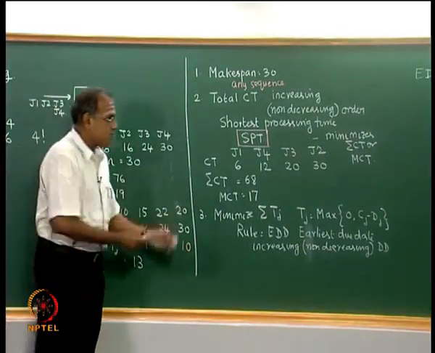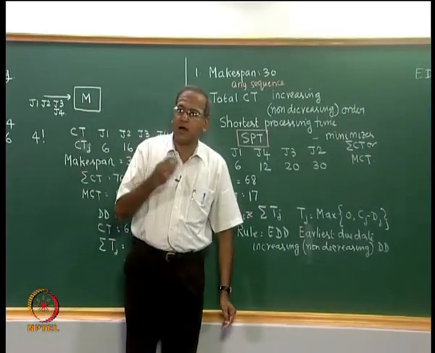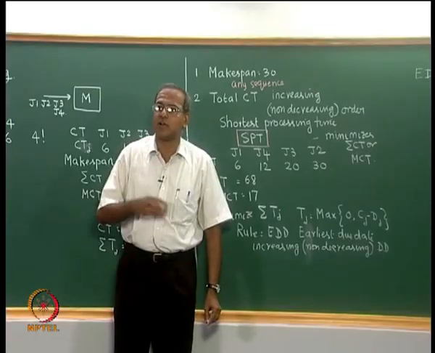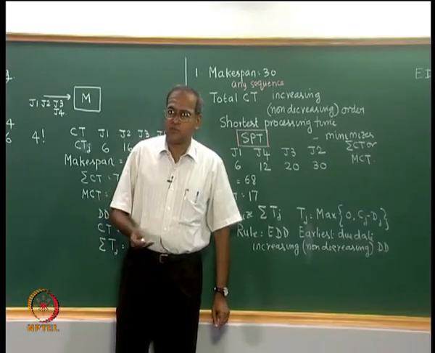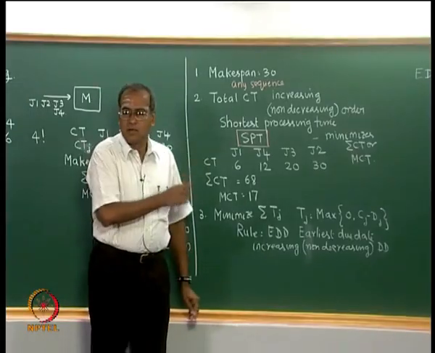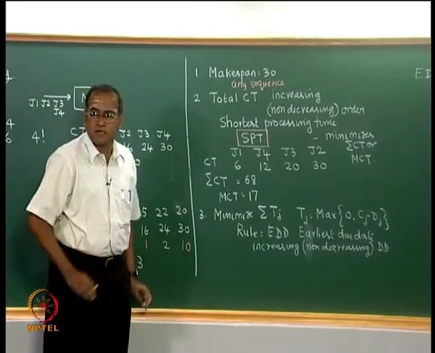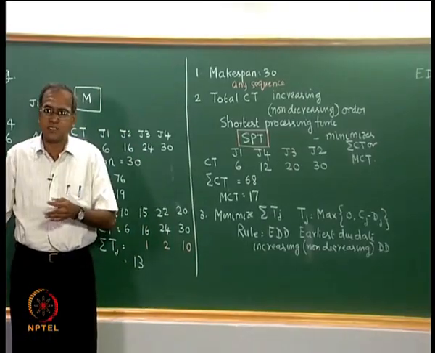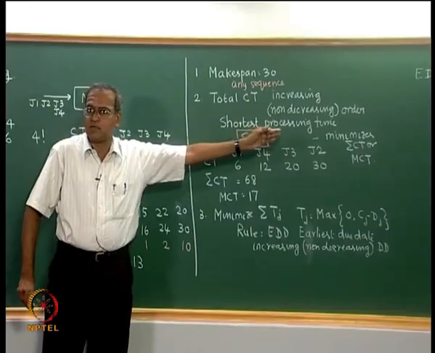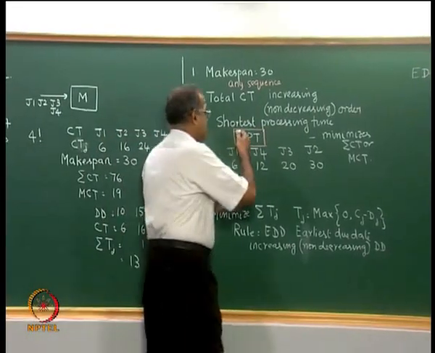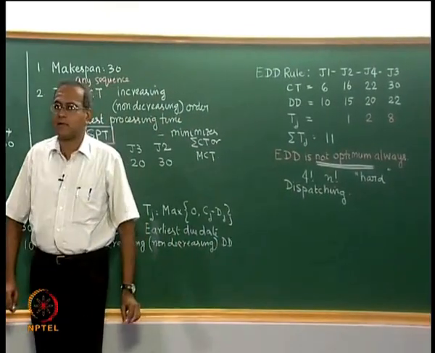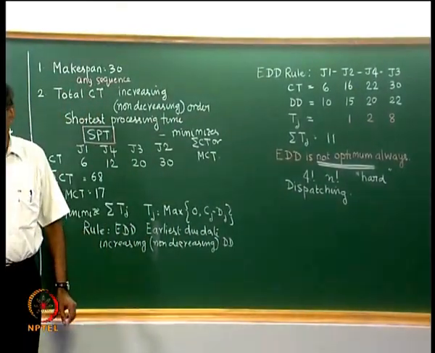And there are other rules which say that if SPT or EDD gives only one tardy job, then it minimizes the number of tardy jobs, and so on. So there are some interesting rules and algorithms available, but we have seen a small subset of it. At the end of our discussion on single machine problems, we realize that two important rules have come out. One is called the SPT rule, the other is called the EDD rule or the earliest due date rule.